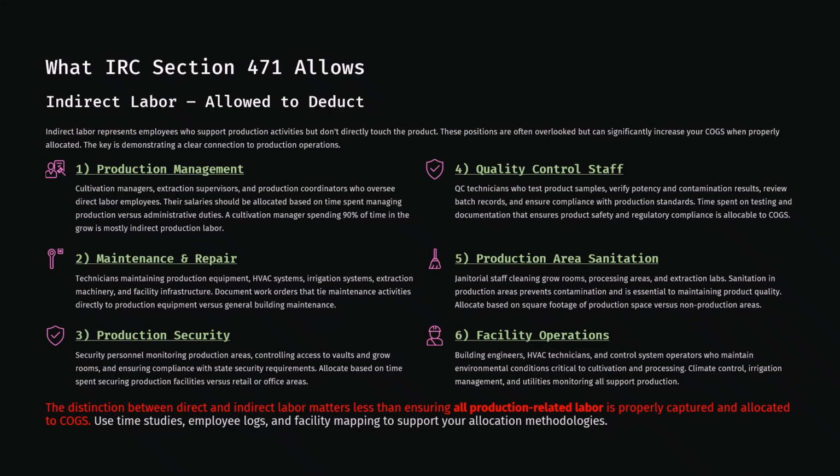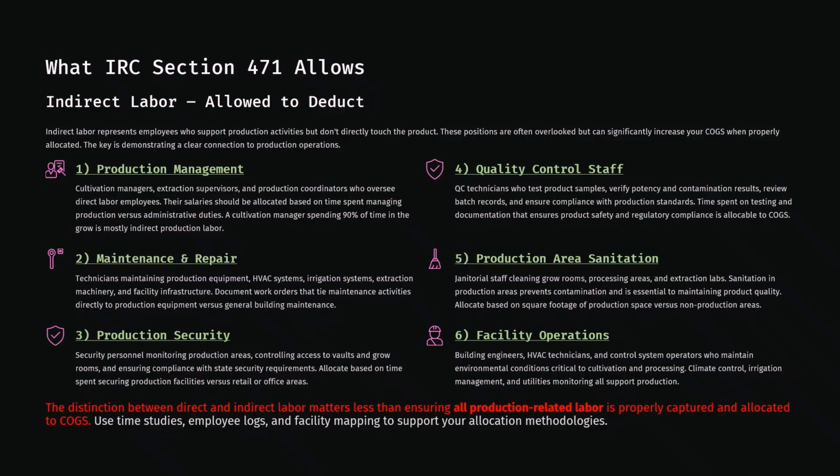Security staff, this one surprises people. If you're in a state that requires cameras, guards, or restricted access for grow or processing zones, your security costs may be required for compliance. You can allocate their wages based on how much time they spend protecting production versus retail. You've got your quality control and testing staff. If their job is to monitor moisture content, cannabinoid levels, or contamination before product goes to the market, they're protecting your product's value. That's a production related function, especially for cultivators and extractors.